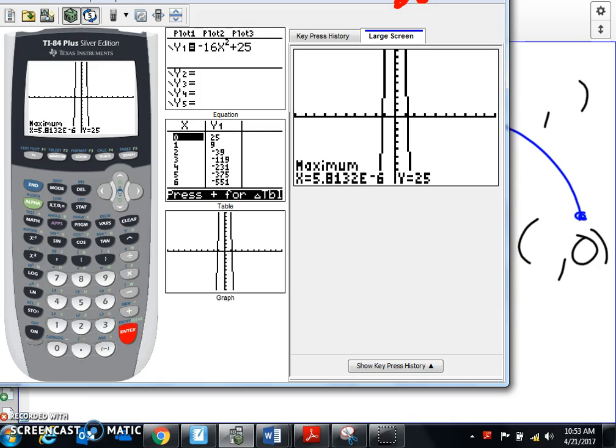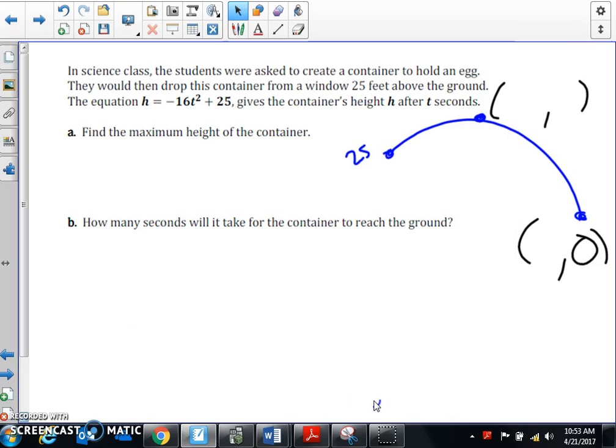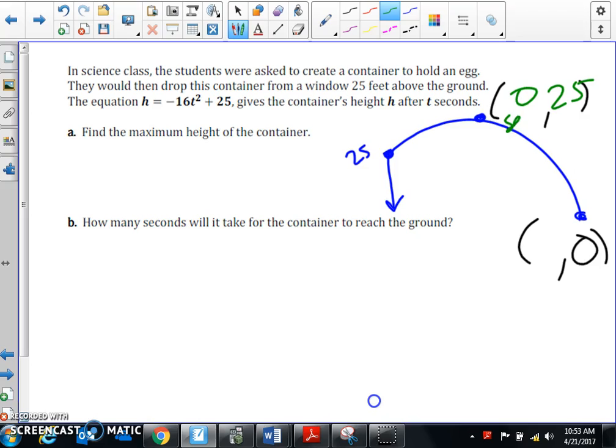Oh, you know why, guys? Oh my goodness. That E means 0, right? And then y is 25. So if we're dropping it, of course that's the maximum height. Duh. So this is our maximum height because we're dropping it, right? So our max height is 25, and that's at 0 seconds. So 0 seconds, 25 feet.